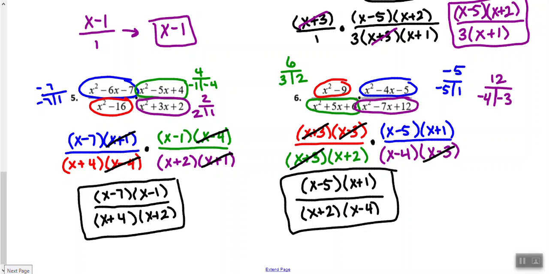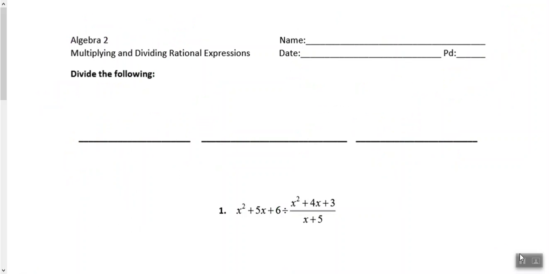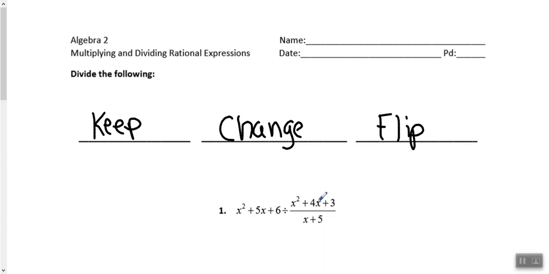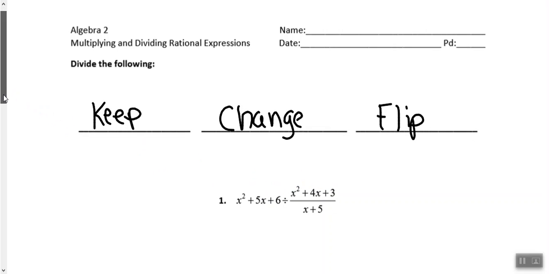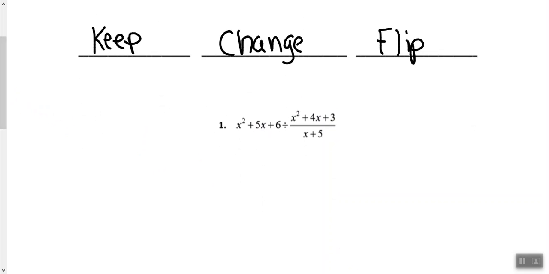Now if you flip the page, we talk about dividing. Now with dividing, there is a phrase that you want to remember, and that phrase is keep, change, flip. Because we always want to try and get everything back to multiplication. So keep, change, flip.